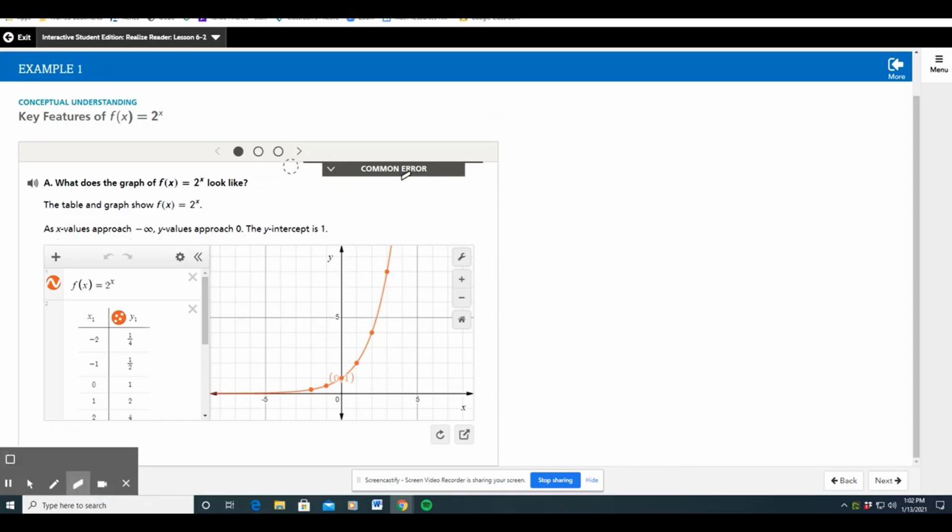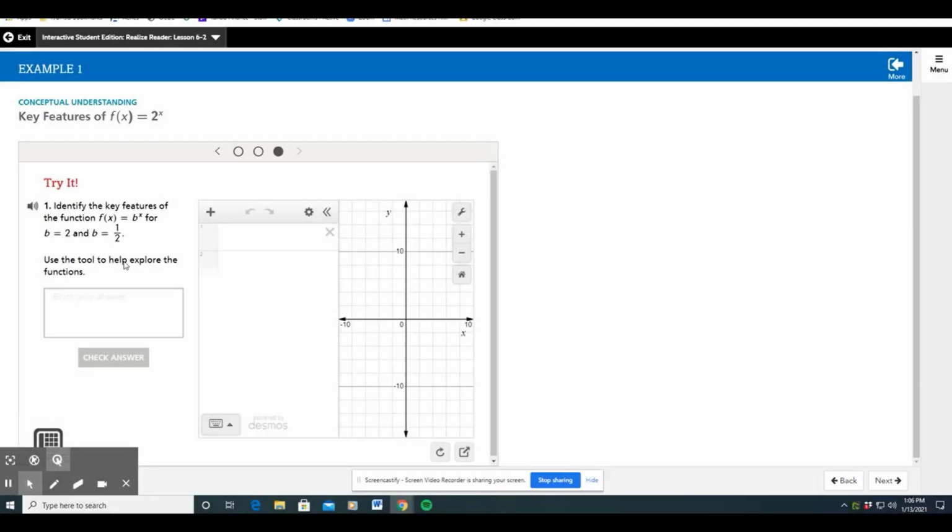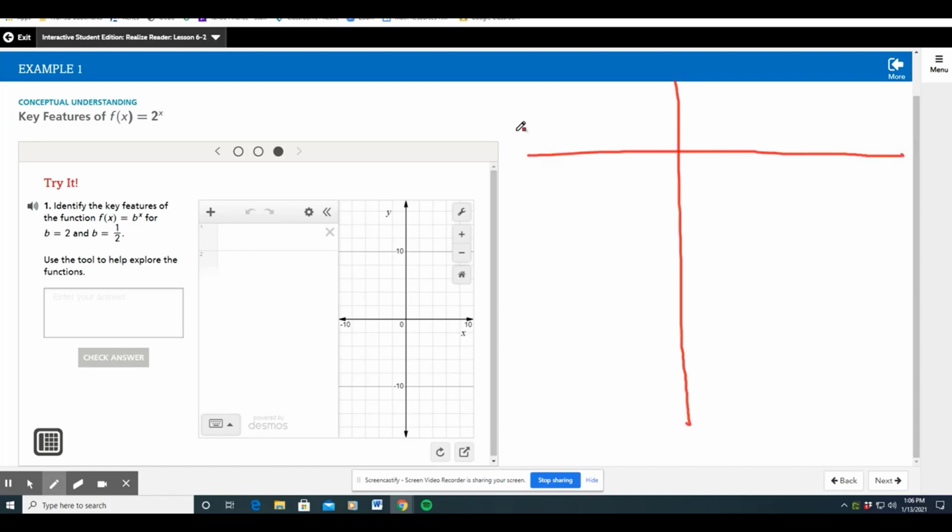Let's go to your first example in your book. In your try it question on page 120, it says identify the key features of the function f of x equals b to the x for b equals 2 and b equals 1/2. Let's create a t-chart on your page 120. On one side, we're going to write f of x is equal to, and plug in b equals 2 into the function. That gives you 2 to the x power.